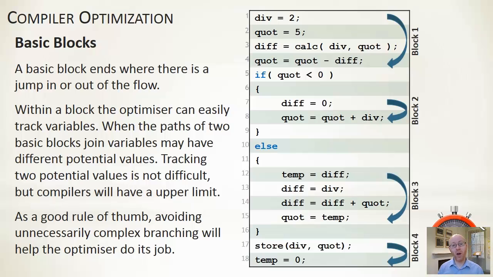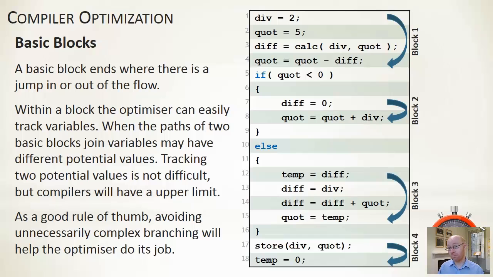So we can chop up our program into a number of small blocks of code, where each block of code is a single entry point, a single exit point. Now, within a block of code, it's actually quite easy for the optimizer to track what is happening. To look, for example, at div and quote, the 2 variables we have, and to work out what changes are made to those particular values.